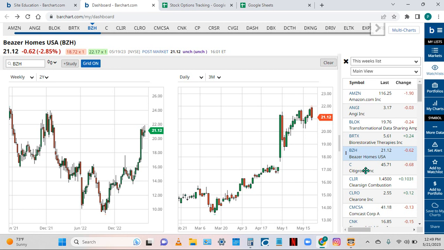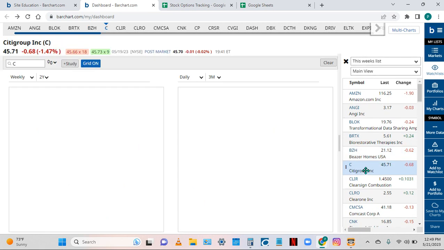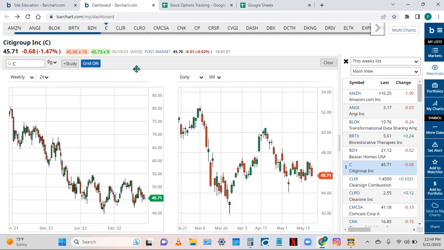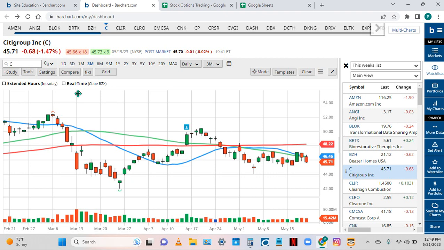Now I'm going to switch for you guys. So I'm going to show you a trick where you don't have to use these longer time frames. Turn off that double view. Okay. This is Citigroup. Now we're going to start to use these moving averages as our longer time frame.